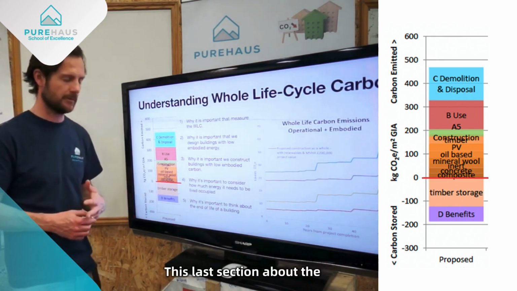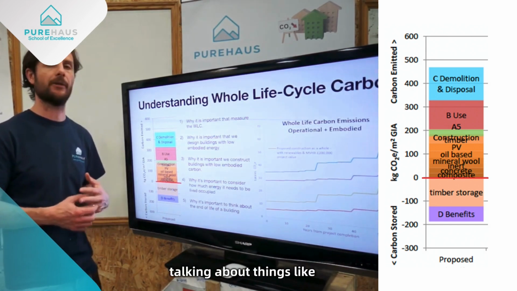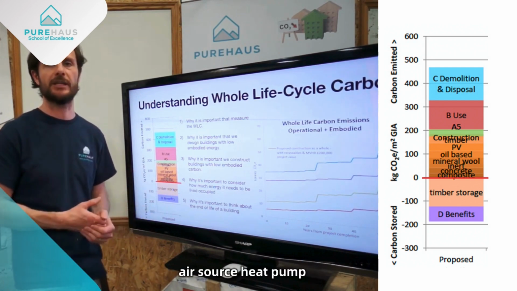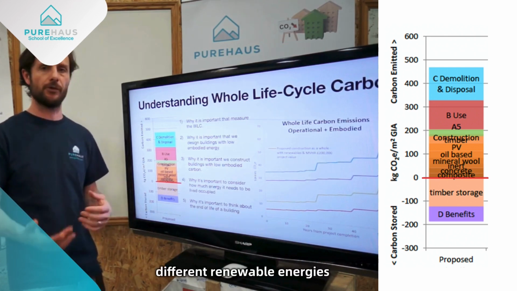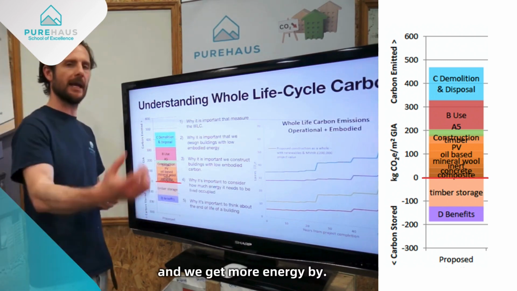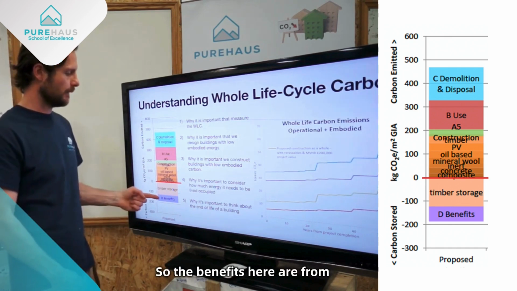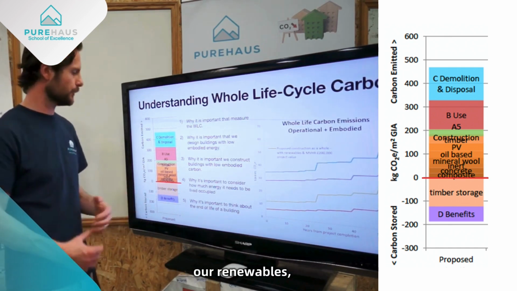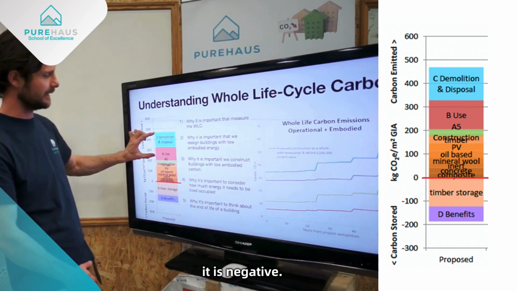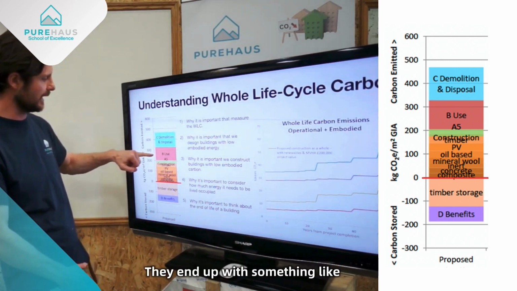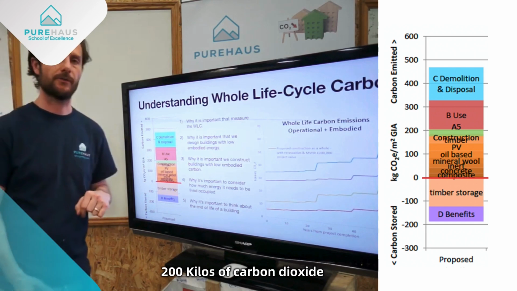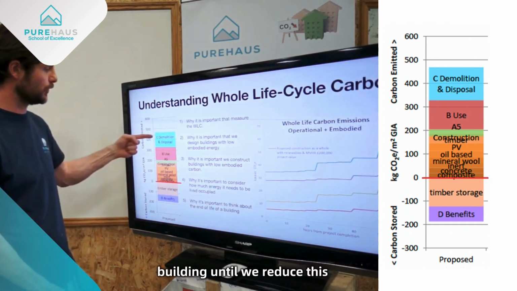This last section about the benefits is talking about things like solar panels or wind turbines or air source heat pump and ground source heat pump. Lots of different renewable energies that we put a small amount of energy into and we get more energy back. So the benefits here are from our renewables. The tree is locking up carbon, and if you add that to this stack, bearing in mind it is negative, we end up with something like 200 kilos of carbon dioxide per square meter for a building. So we reduce this amount.